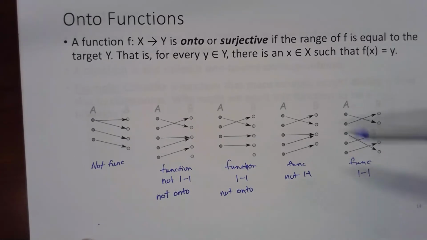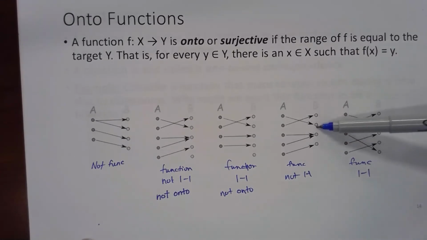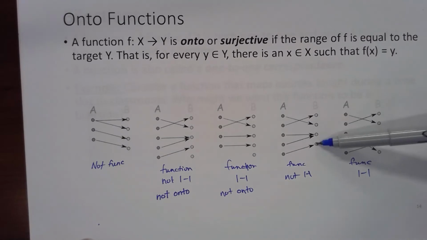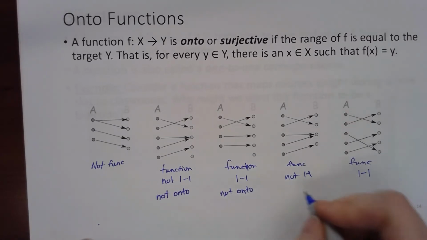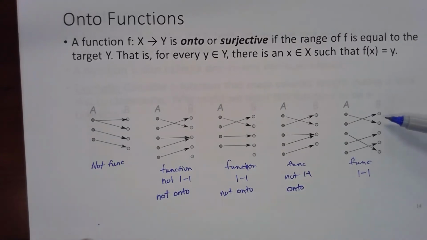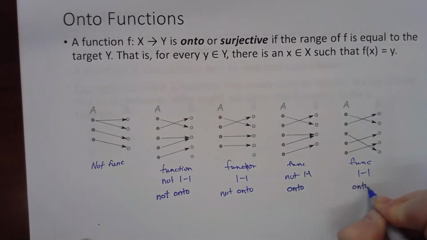Over here, okay, every single value that's in the target has an arrow coming into it, has something mapping to it. So this one is onto. The target and the range are actually the same thing, so this one is onto. Same thing over here. There's no extras. Every value, okay, in the target has an arrow coming into it. Okay, so the target and the range are the same thing, so this one is onto.